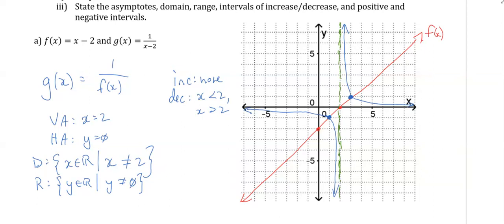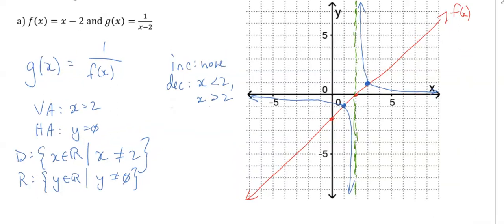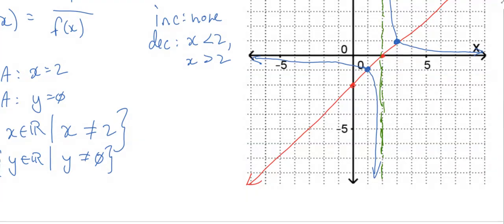And finally, this part's new. It's pretty easy, but it's new. Positive and negative intervals, and the reason why we're doing it is it's important for what we're doing in the second half of this unit. Positive and negative intervals is just literally where the graph is positive, above the x-axis, and where it's negative, below the x-axis.